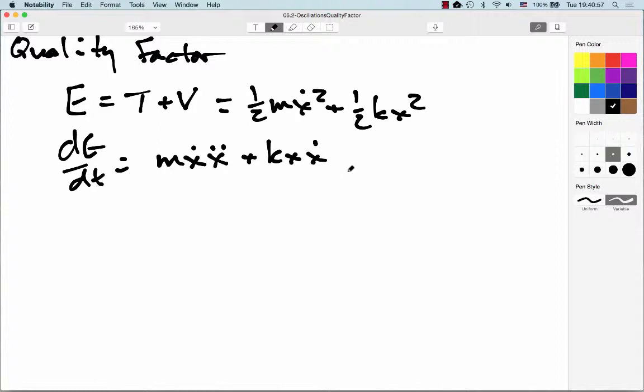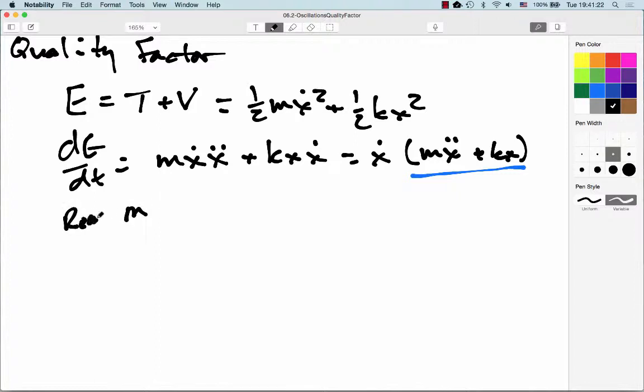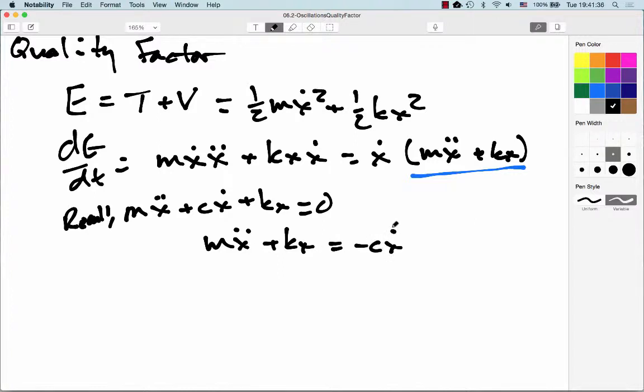So I can pull out an x dot from this anyway. So it'll be x dot times (m x double dot plus k x). Now, this bit right here should be looking a little bit familiar to you. That's 2/3 of our equation of motion. If you recall, our equation of motion was m x double dot plus c x dot plus k x equals 0. So we can rearrange and observe that m x double dot plus k x equals minus c x dot. Well, that's cool.